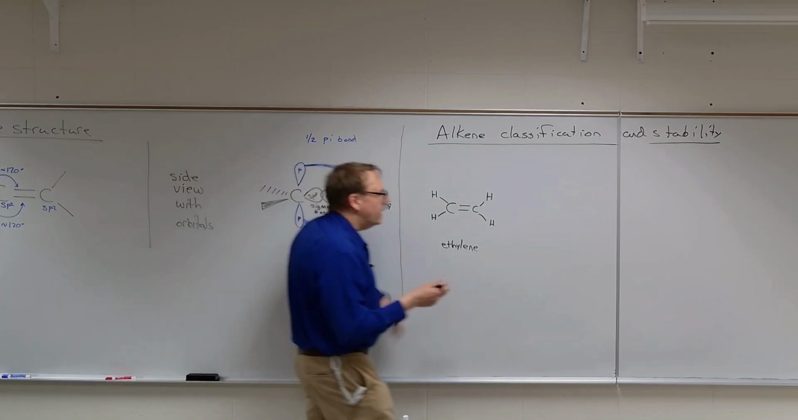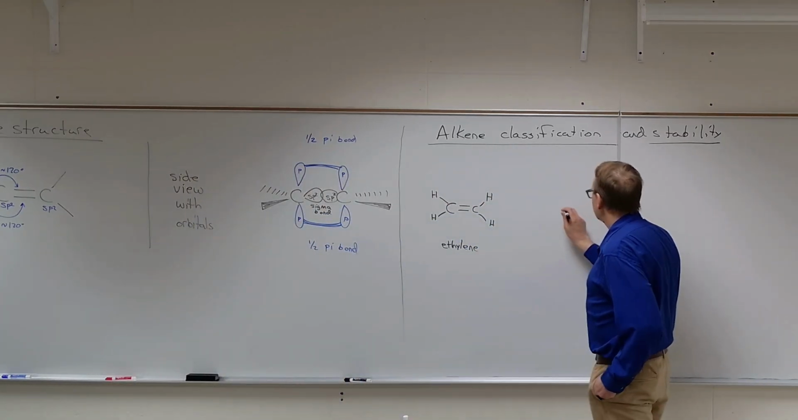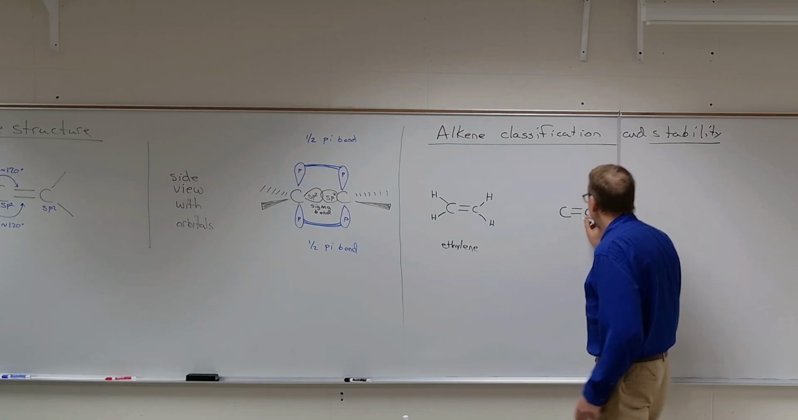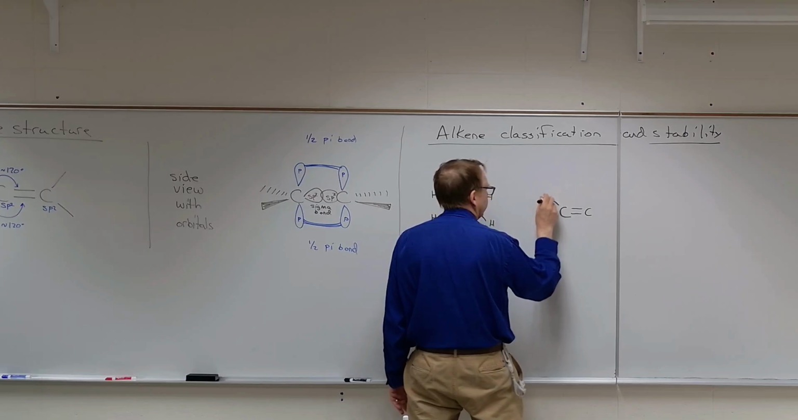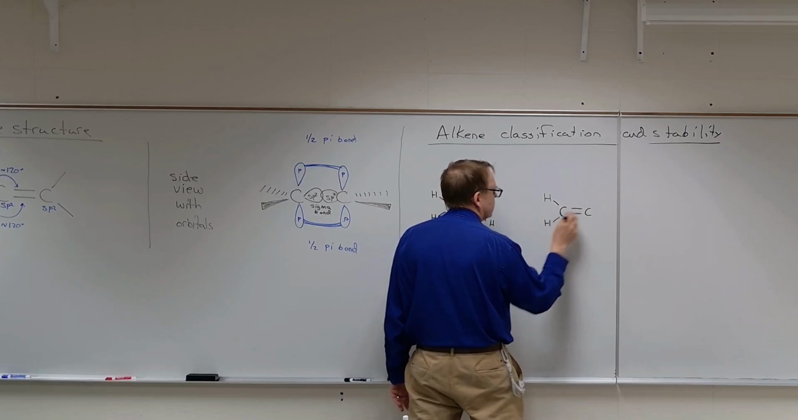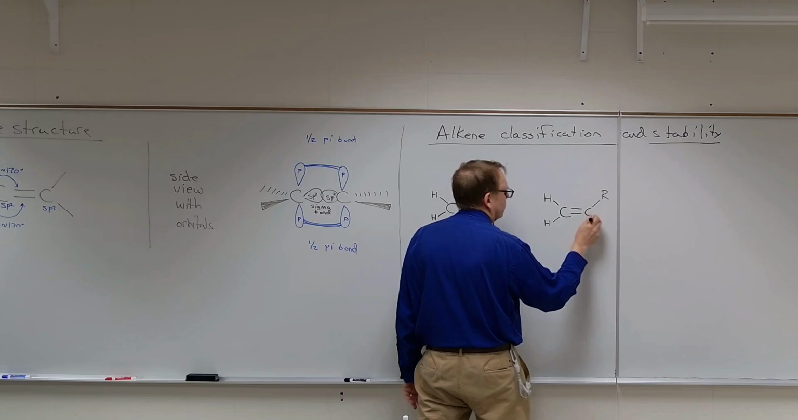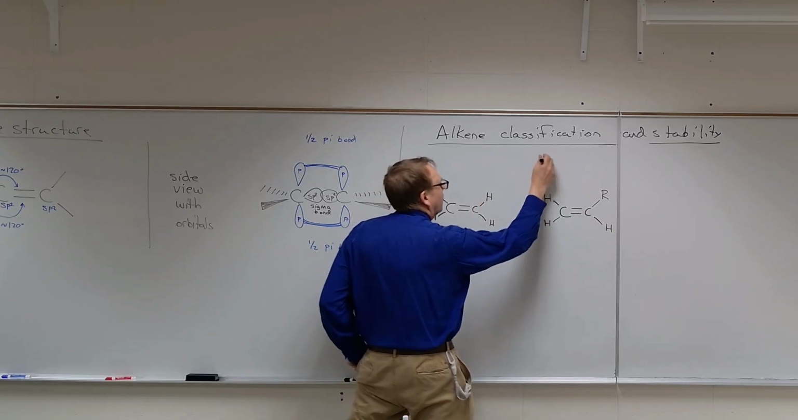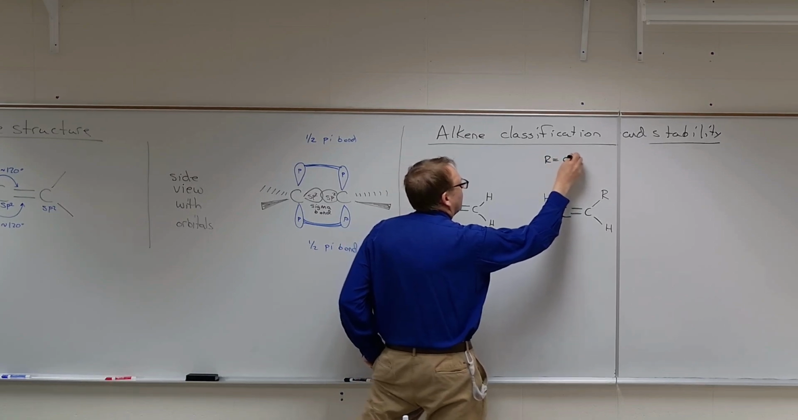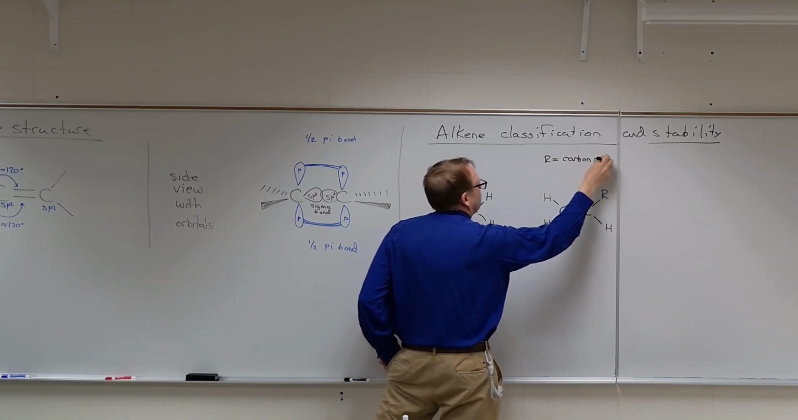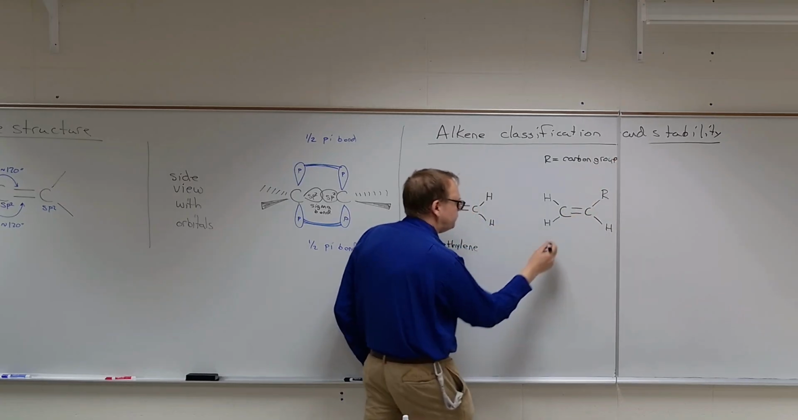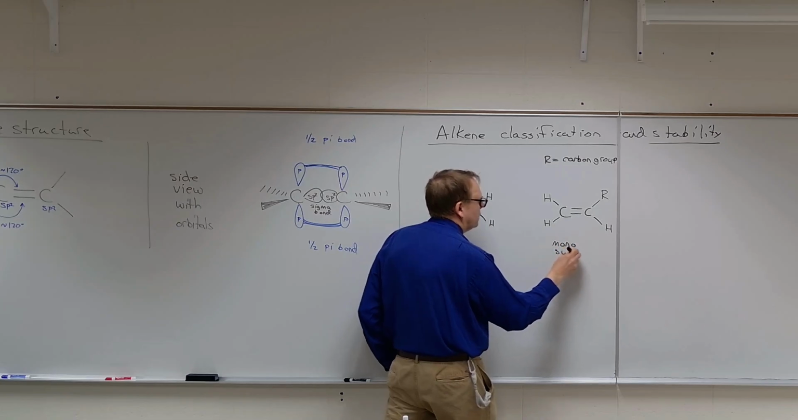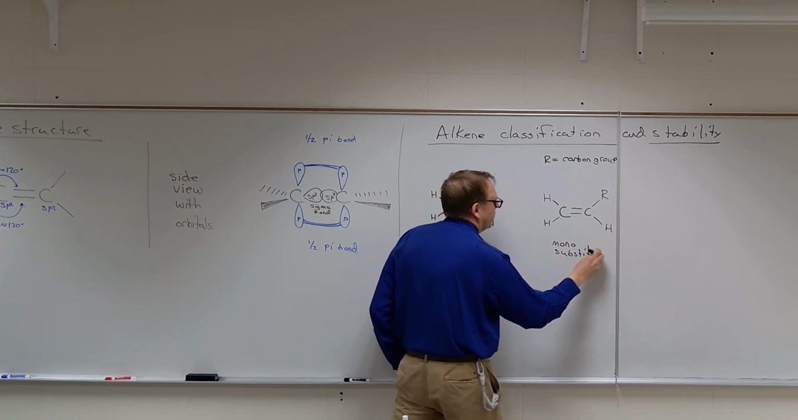And then if you look at what happens when you start substituting the carbon-carbon double bond with carbon groups. So say, for example, I take ethylene and I replace one of the H's with a carbon group like maybe this one, where R equals carbon group. This is called a monosubstituted alkene.